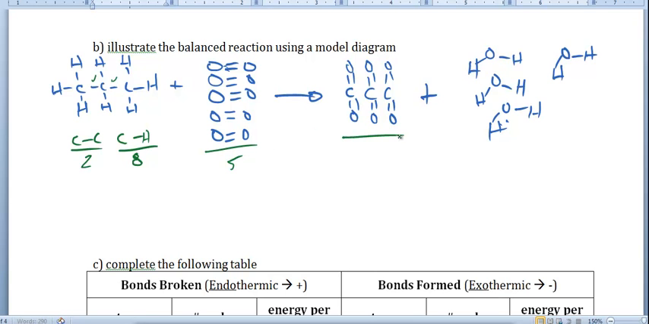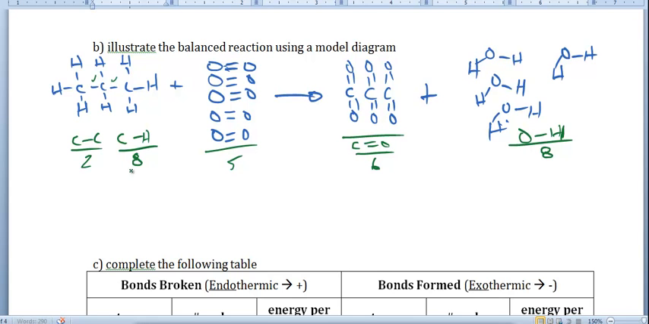And over here on the product side, it looks like we've got a bunch of carbon-oxygen double bonds. We've got 6 of those. And then finally, we've got a bunch of oxygen-hydrogen single bonds. And it looks like we have 2 apiece. So 2 of these bonds per molecule, but we have 4 molecules. So that's 4 times 2, that's 8.